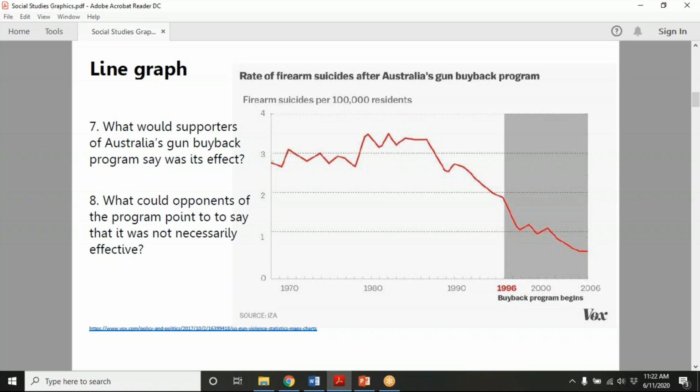Okay. All right, a line graph also. You've got to think, what is this telling me? What is this not telling me? And here's a case where there's a little bit of a trick question. Okay, so the title is Rate of Firearm Suicides After Australia's gun buyback program.